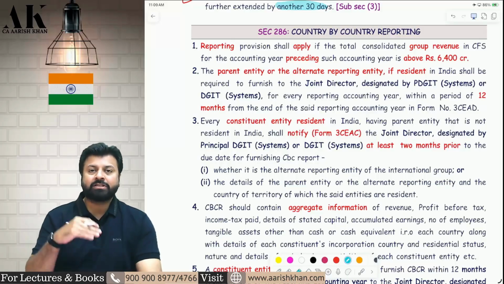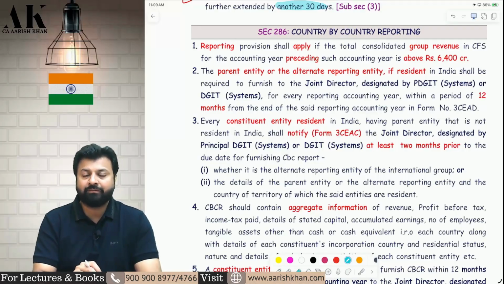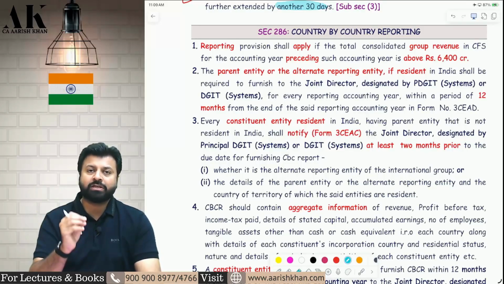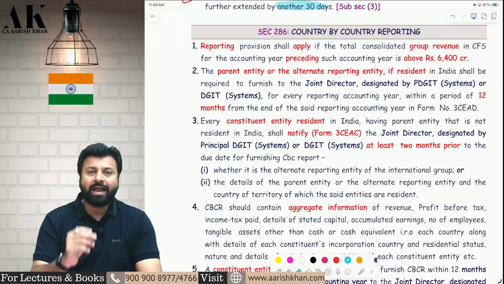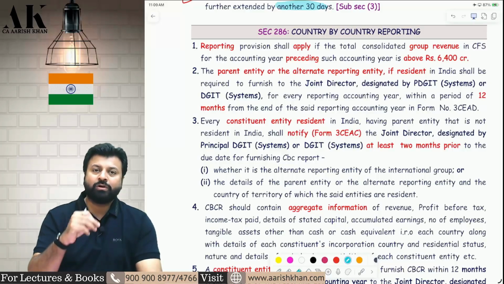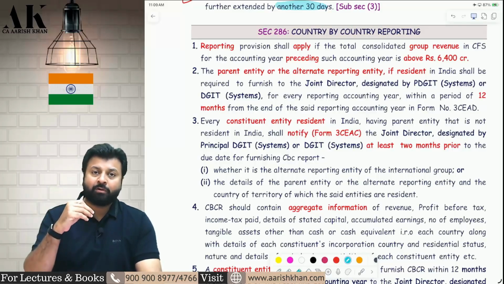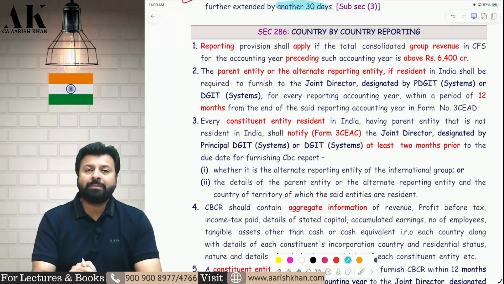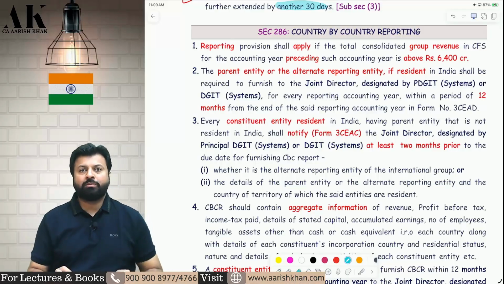And then that country will share CBCR with another nation by entering into an automatic exchange of information agreement. For example, Sony will file CBCR in Japan, and then Japan will enter into an automatic exchange of information agreement with the Indian tax authority, and the Indian tax authority will get the information about Sony. Similarly, Japan will get the information about Reliance Industry from the Indian tax authority. So wherever is your ultimate parent entity, in that country you are going to file CBCR. This is what section 286 is all about.